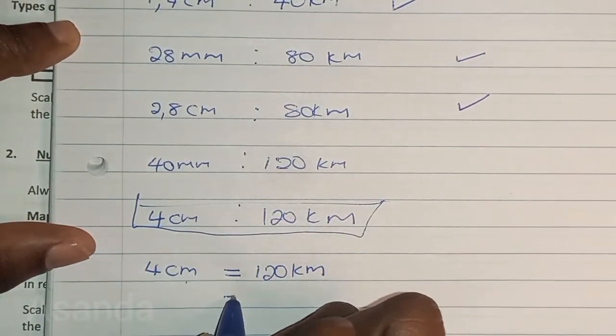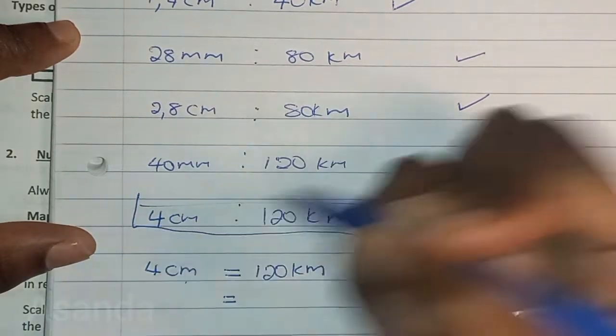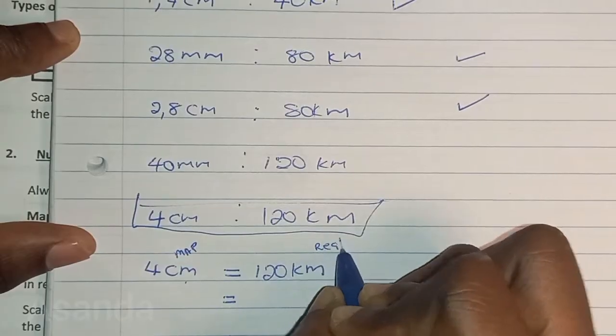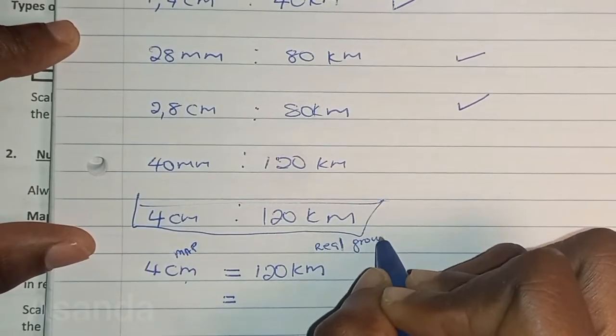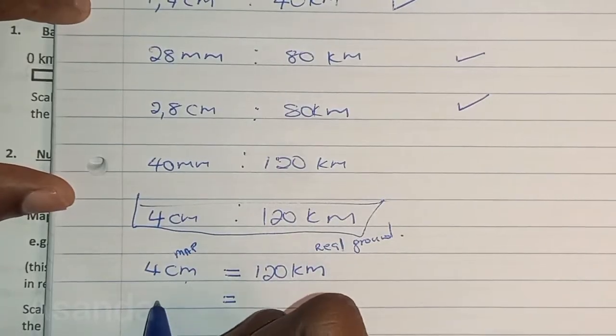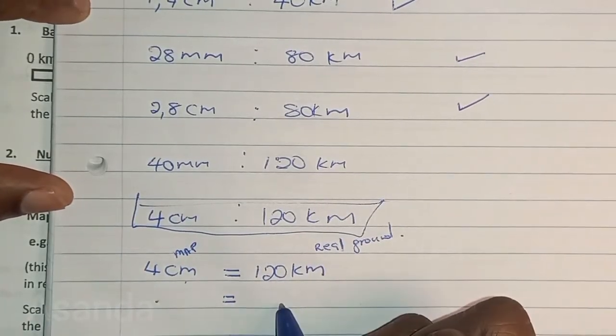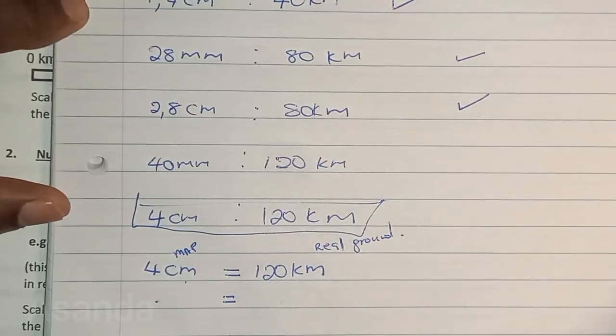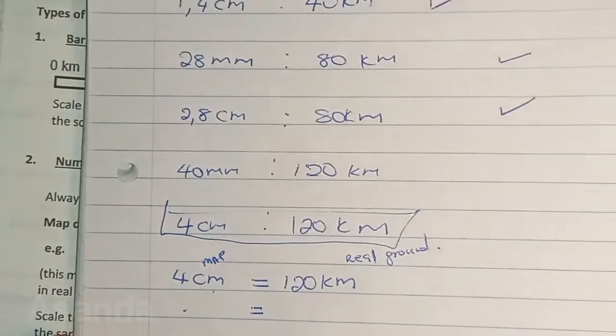And then I always write my is equal to first, and then I remind myself, this is the measurement of the map, this is the measurement of real ground. Always make all these notes. They don't affect marking. So whatever I measured on the map here, or if I have a measurement for the real ground this side, then I can cross and multiply. We're going to do that soon.